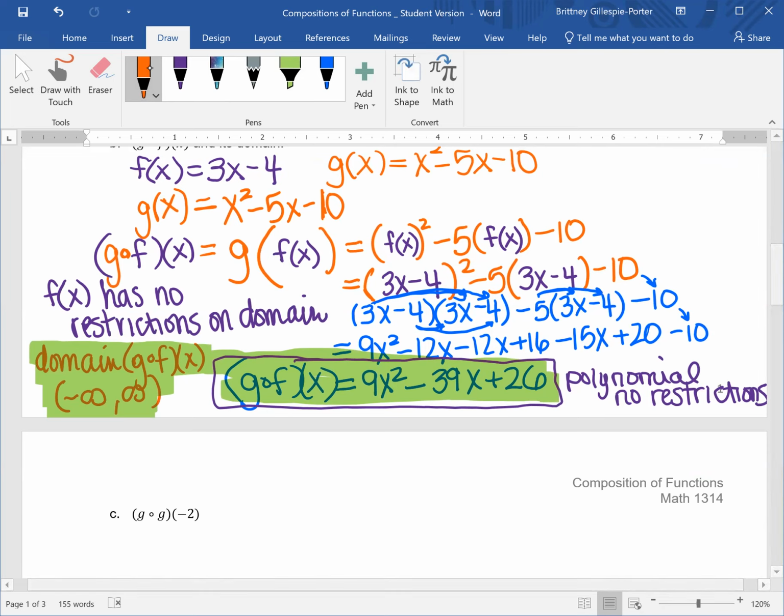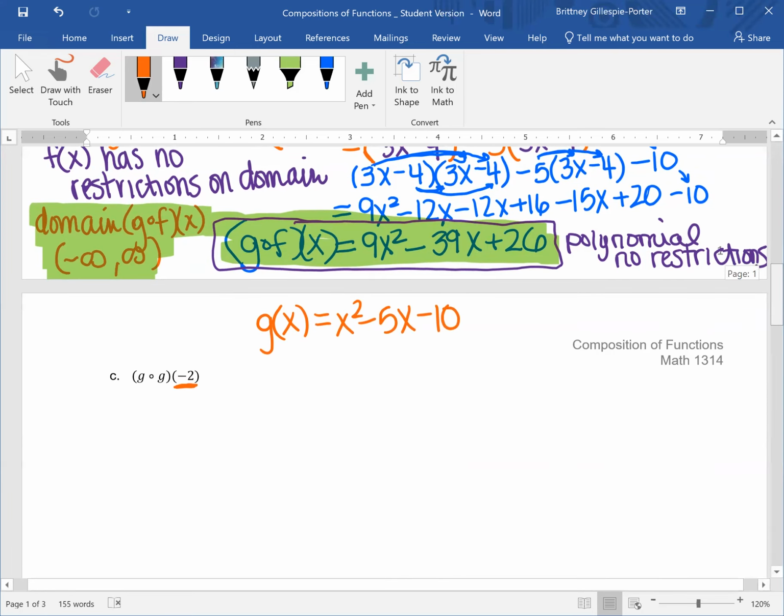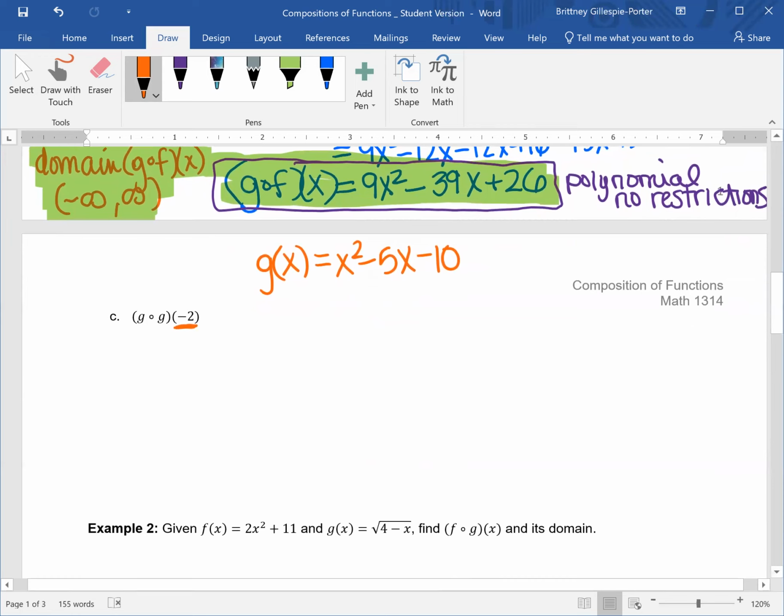In our next example, notice that they gave us, instead of an x, a -2. I'm going to write down my function again. So g of x equal to x squared minus 5x minus 10. They're asking us to find g composed with g of -2. I know, sounds absolutely bizarre, but it sometimes happens. Okay. So this -2 is going to get plugged into g, and then g is going to get plugged into itself. I know this sounds super weird, just bear with me.